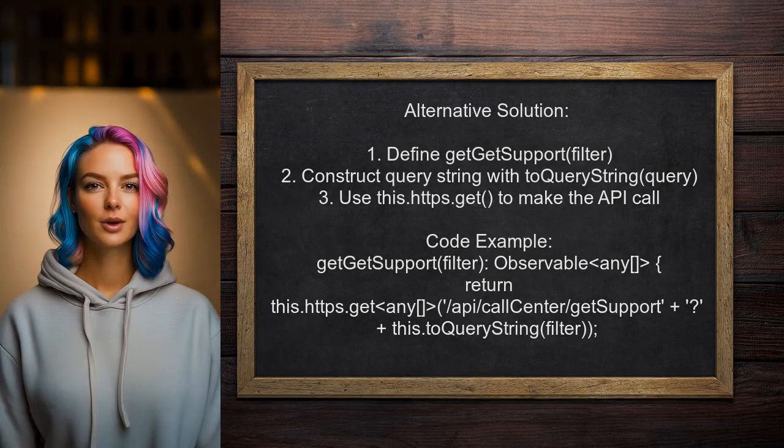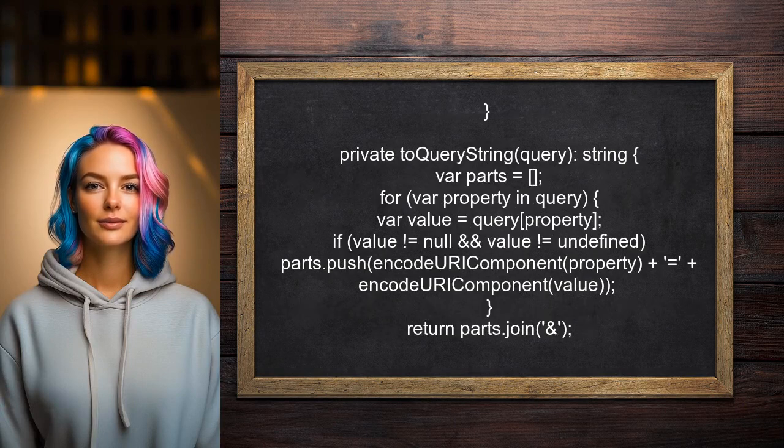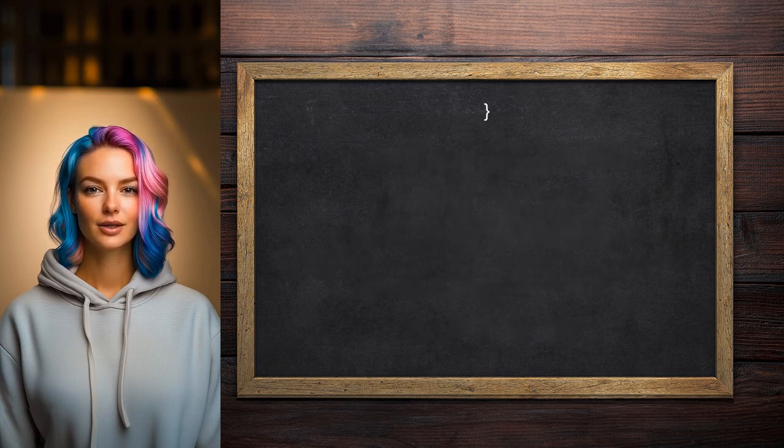An alternative solution provided by another user suggests using a method that constructs a query string for the GET request. They define a function called getSupport, which takes a filter object as a parameter and appends it to the API endpoint as a query string.